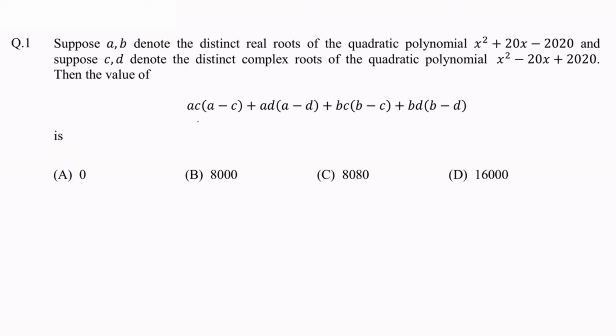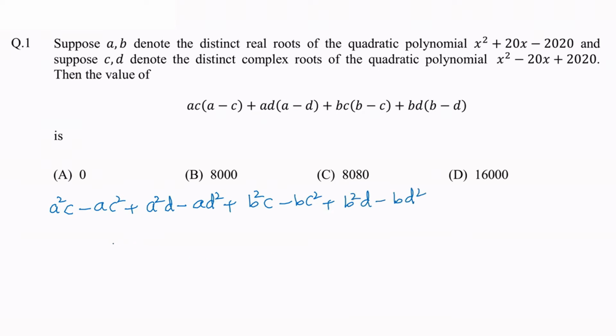So first we have to expand this given expression, right? Then we'll see what is going to happen. So let's expand this one and see what we can write here. If you expand this one, we are going to get first a square c minus ac square. And similarly, if you expand the remaining brackets, we are going to get a square d minus ad square plus b square c minus bc square plus b square d minus bd square.